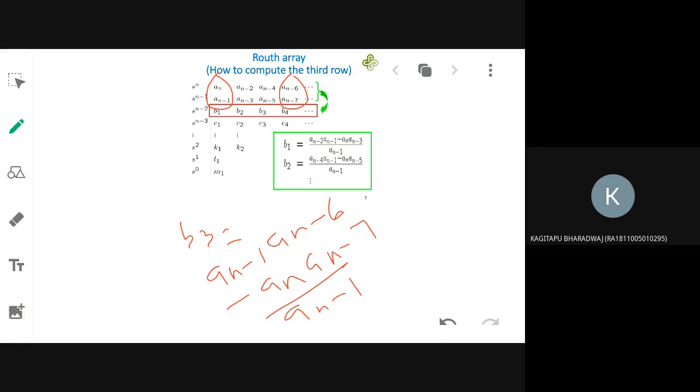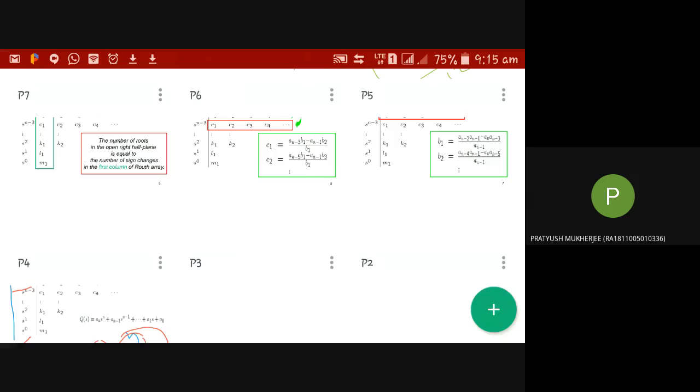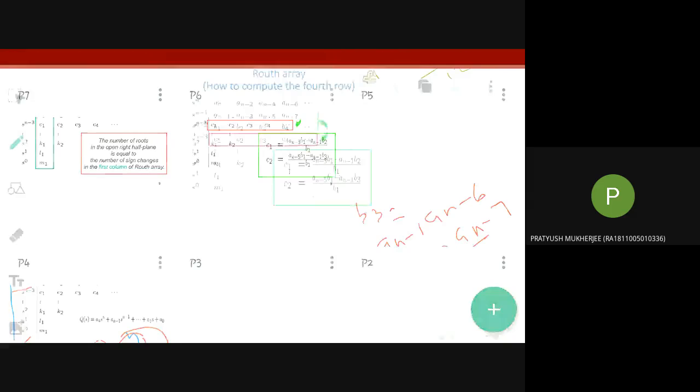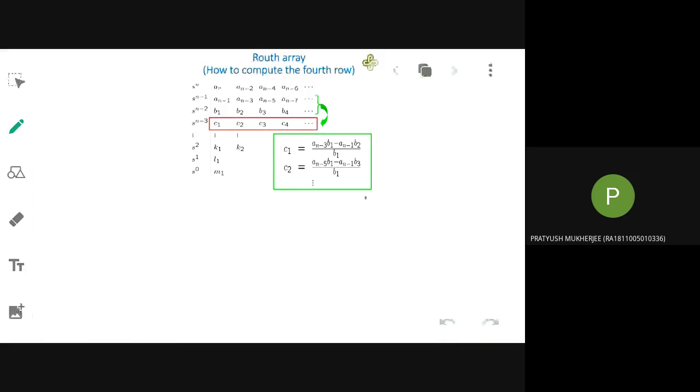Now how to find C1, C2, C3, C4 I will tell you. Ma'am, you didn't add minus 1 in the numerator in the last slide. How will you get it? In order to do the reverse determinant, I use the formula minus of the determinant divided by an minus 1. Oh, okay.